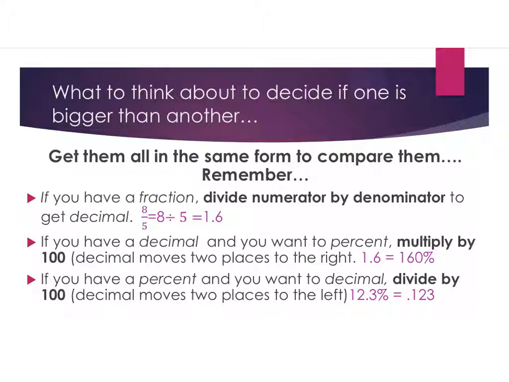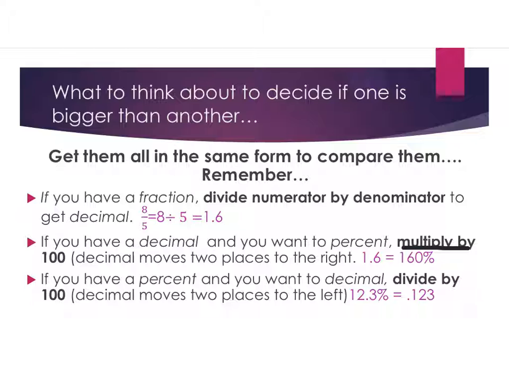Remember, if you have a fraction, you can divide the numerator by the denominator to get the decimal. And if you have the decimal and you want the percent, you're going to multiply by 100, and that moves the decimal point 2 places to the right. So 1.6 is 160 because the decimal point moves 2 places to the right.